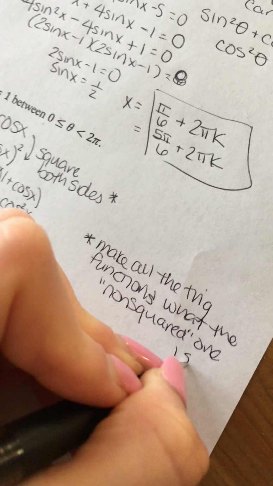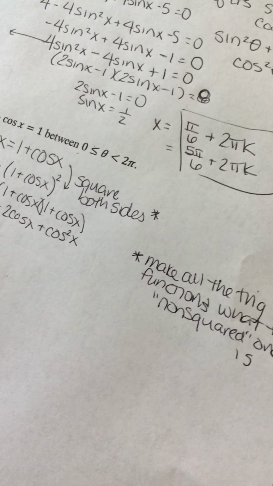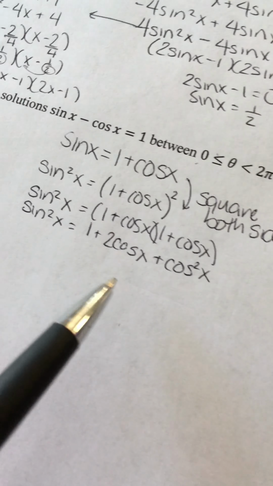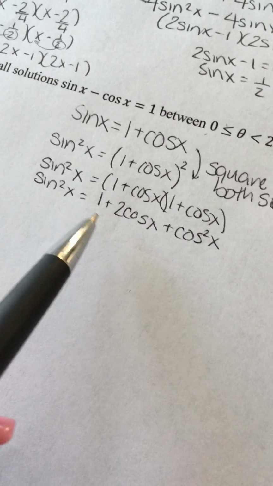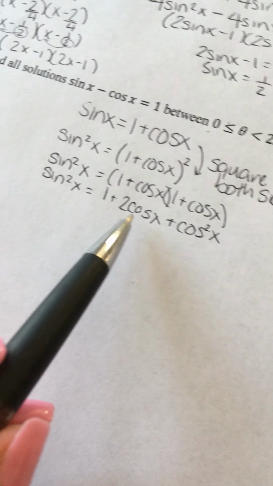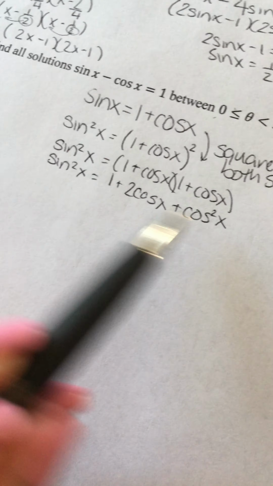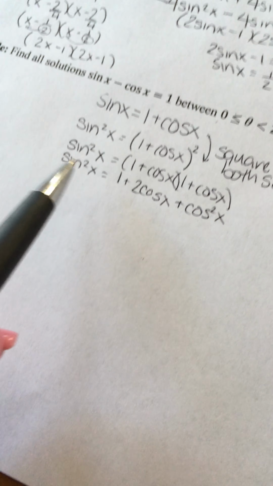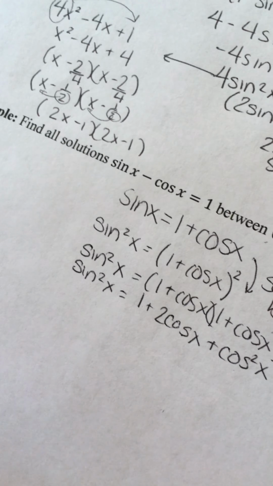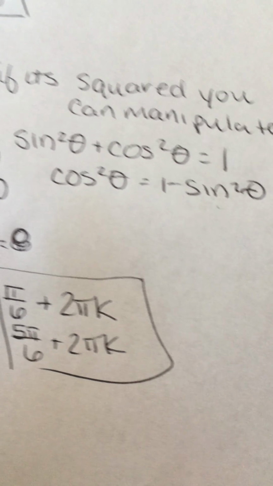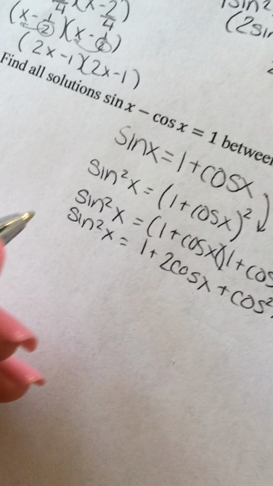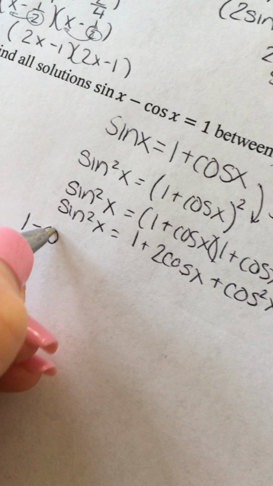Make all the trig functions what the non-squared one is. So if you're ever not sure, you're confused, which one to make it, look at which trig function isn't squared. In this case, cosine. So that means I'm going to change everything to cosines. So cosine squared, that one's good. And I'm going to change sine squared using my formula from up top, sine squared plus cosine squared. I'm going to change sine squared to 1 minus cosine squared.